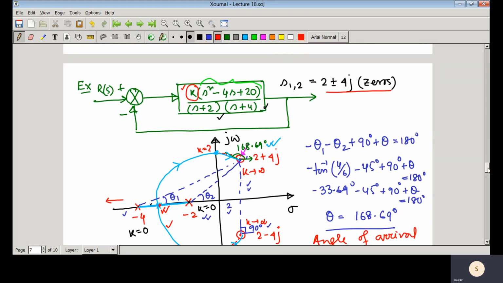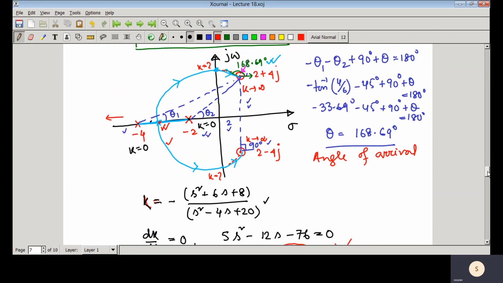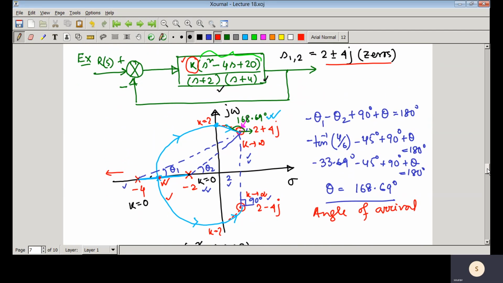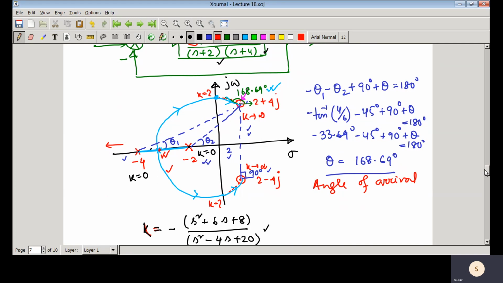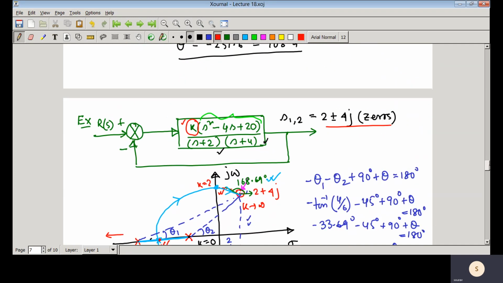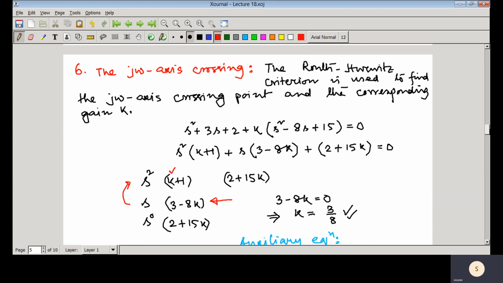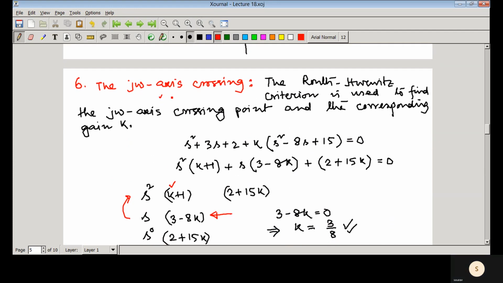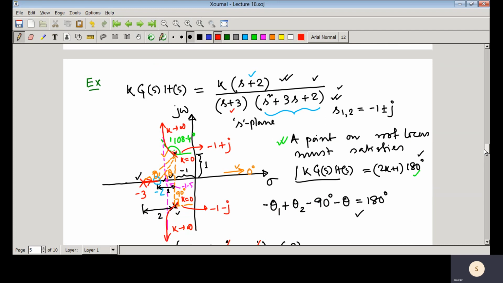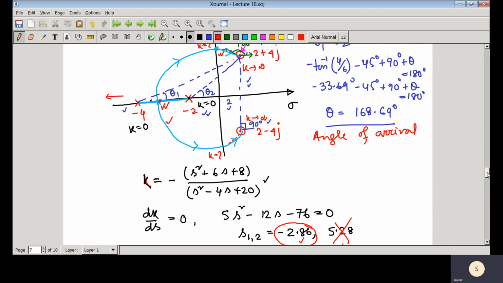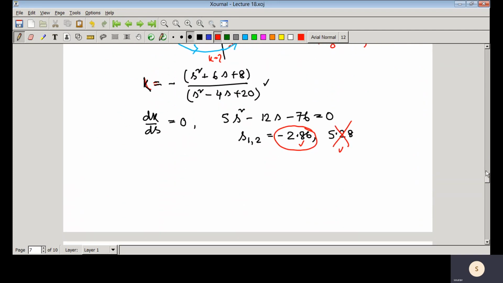So in this particular example, what we have seen, this is that closed loop system, and if we just consider that transfer function, we can see that it has a complex conjugate 0. So we can find that angle of arrival, and we have calculated it, and this is the breakaway point. And then we can see at what value of k it crosses the imaginary axis. So from rule 6, for finding that one, we need to apply the Routh-Hurwitz criteria, and from the Routh table we can find it.